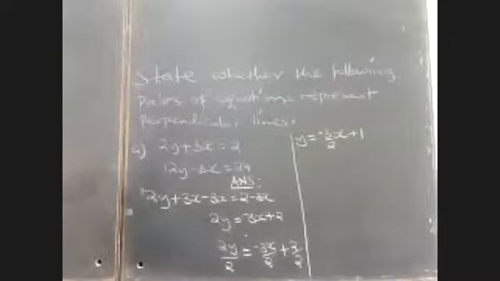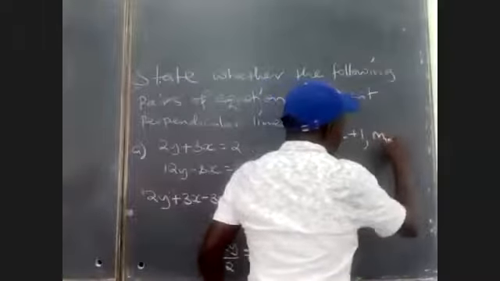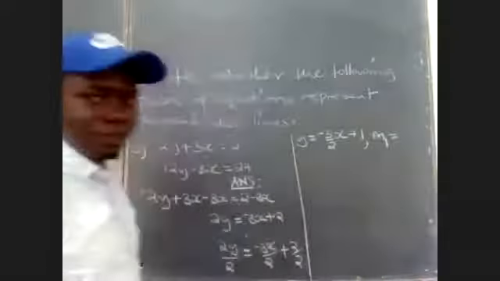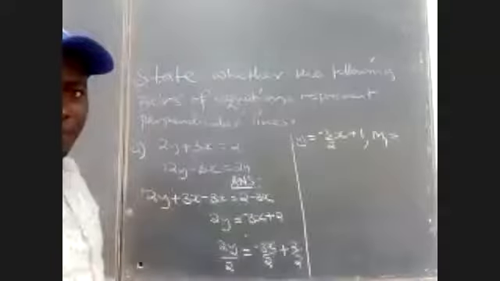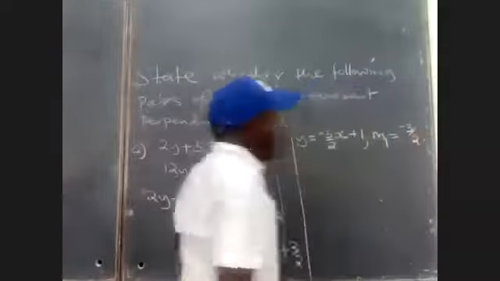Then we shall also do that to the second equation. Let's first put the gradient here. So M1 is what? M1 is negative 3 divided by 2. Negative 3 over 2. That's very good.